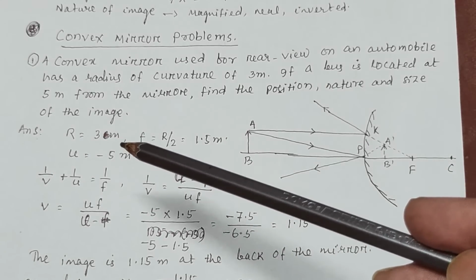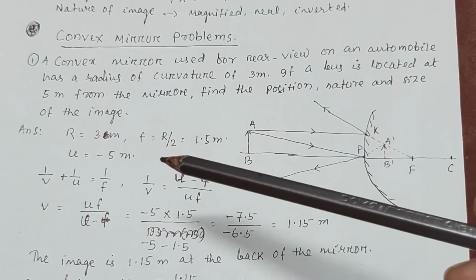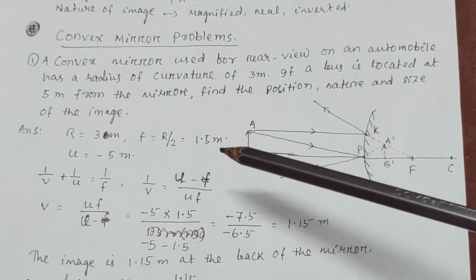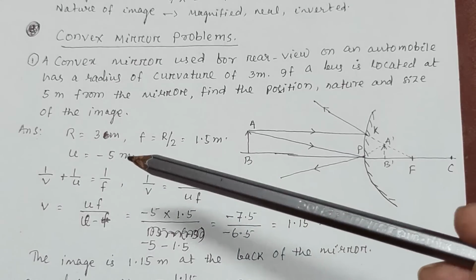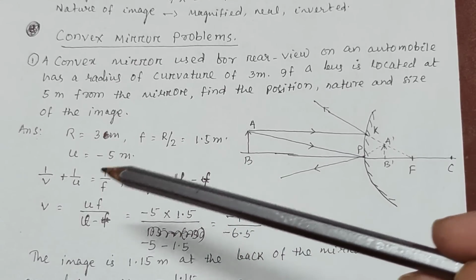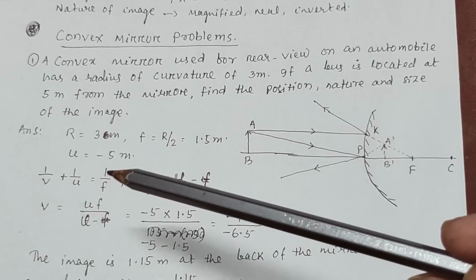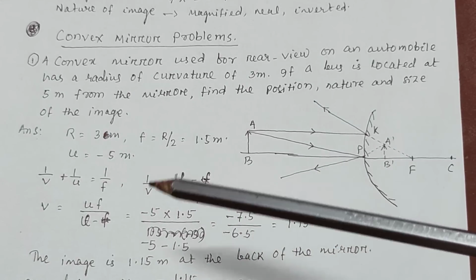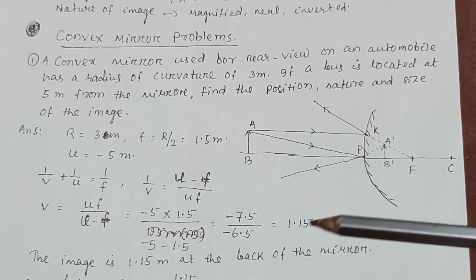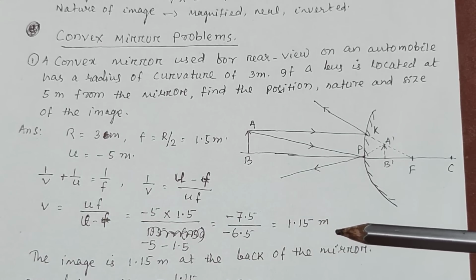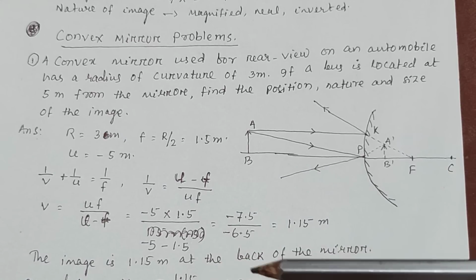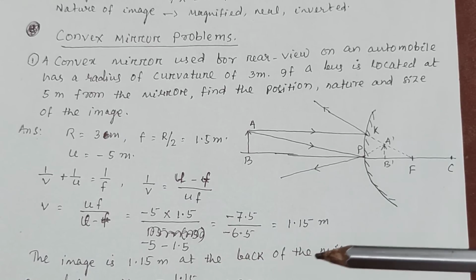Given radius of curvature 3 meter, so focal length will be equal to radius of curvature divided by 2, that is equal to 1.5 meter. Object distance is given 5 meter. Using the mirror formula, 1 by v plus 1 by u equal to 1 by f, and putting the value of f and u, you can get the value of v, that is equal to 1.15 meter. So the image will be formed at 1.15 meter at the back of the mirror.